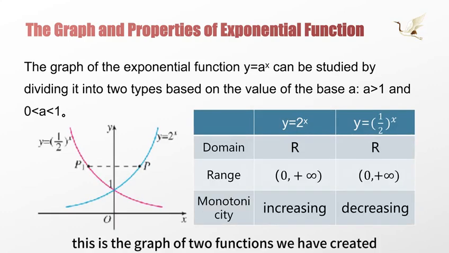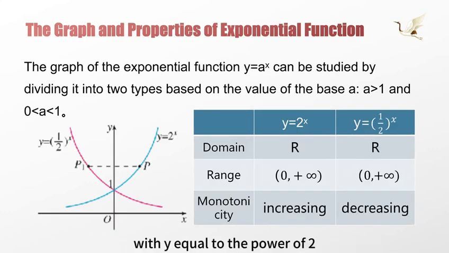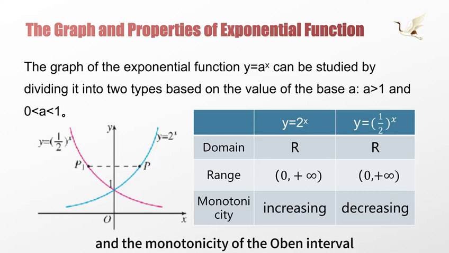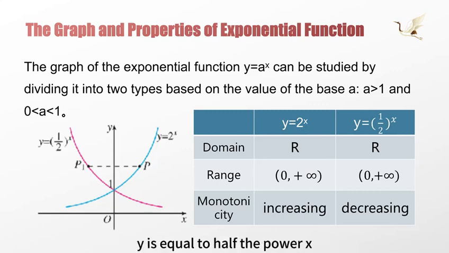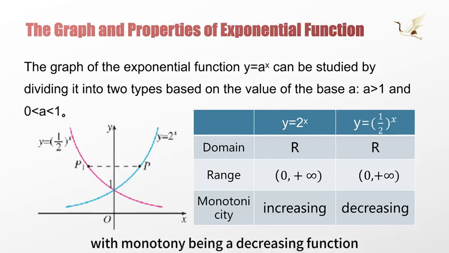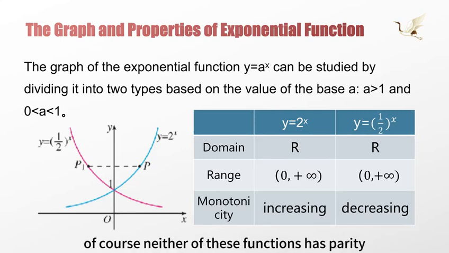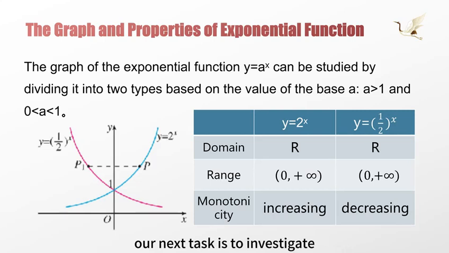This is the graph of the two functions we have created. For y equals 2 to the power of x, its domain is R, its range is 0 to positive infinity, and it is an increasing function. For y equals (1/2) to the power of x, its domain is R, its range is 0 to positive infinity, and it is a decreasing function. Of course, neither of these functions has parity. Our next task is to investigate whether those two types of functions have the same properties as these functions.